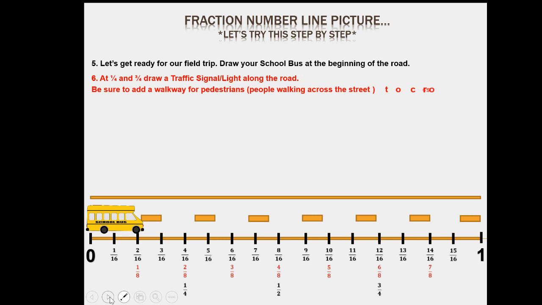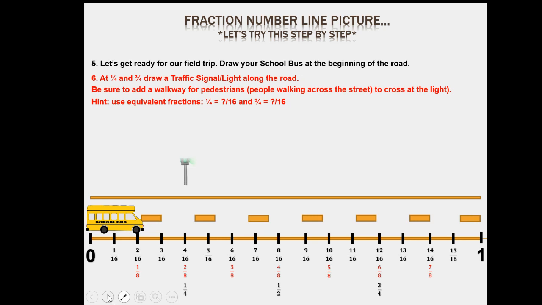Oh, I forgot that. Make sure that you add a walkway for pedestrians. And that's people who walk across the street to cross at that light. So let's go ahead and get to that. And it says to use the equivalent fractions, but we've already discussed what 1/4 and 3/4 are equivalent to. In case you forgot, 1/4 is equal to 4/16, and 3/4 is equal to 12/16.